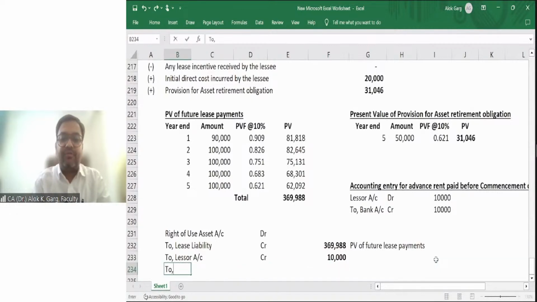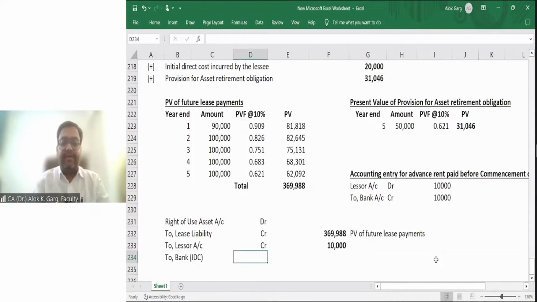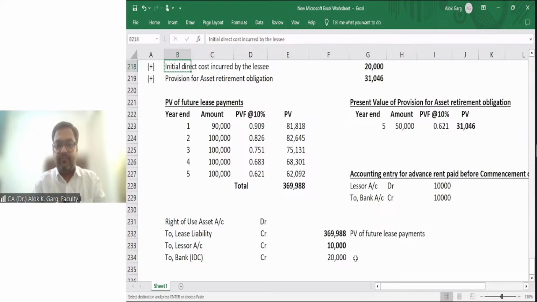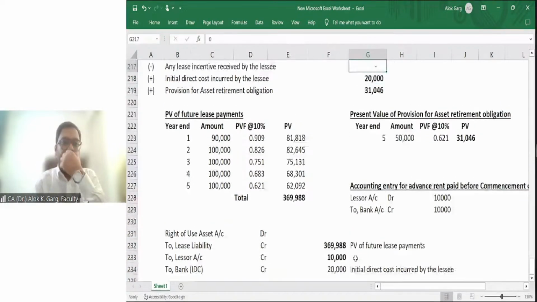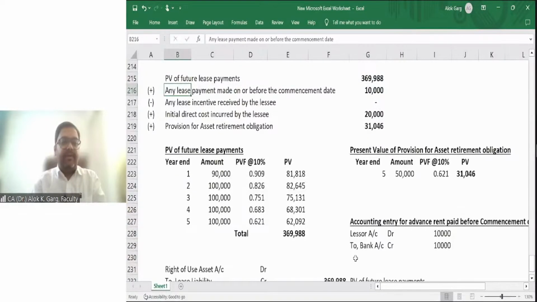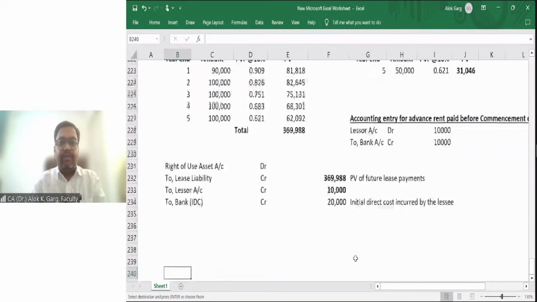Now, I have also incurred initial direct cost. Credit to bank by the value of initial direct cost. I have incurred some expenses, 20,000. So this is my initial direct cost, and that is my lease payment made on or before commencement date, right?